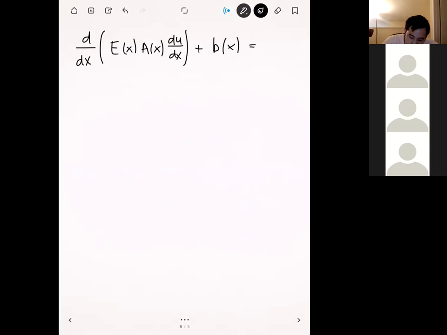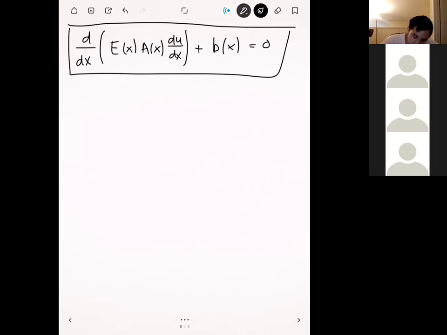Okay. And so if we make all those substitutions, we end up with the following equation. We have d dx of E of x, A of x, du dx, right? And all of this is the result of making the substitutions for N of x, plus b of x is equal to 0. And so what we have right here is the strong form of the 1D elasticity equations.